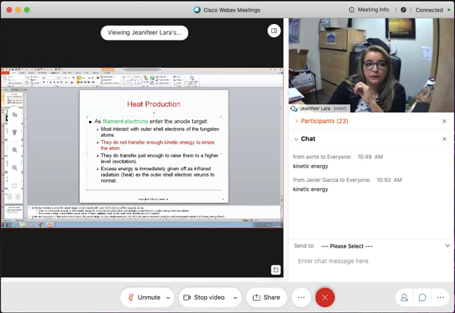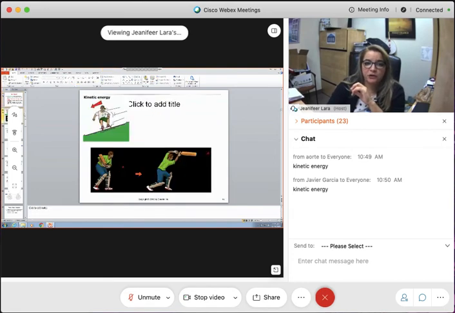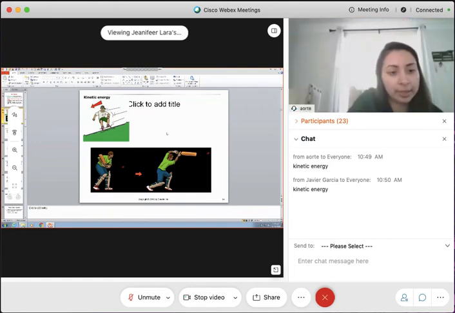Let's make sure we understand what is kinetic energy. When we look at this image right here, we're seeing this person. Why are they moving, Aurora? Why is this person moving in this direction? What is happening that's causing this person to move? Kinetic energy. He's going down a hill, and as he goes, it's moving faster.